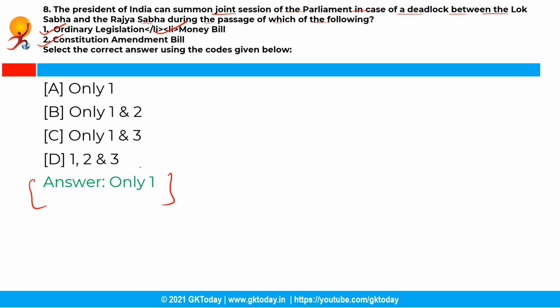So yes, and please note that if there is a deadlock between the two houses on a constitutional amendment bill, there cannot be a joint sitting. In case of money bills, the rejection by Rajya Sabha is immaterial.